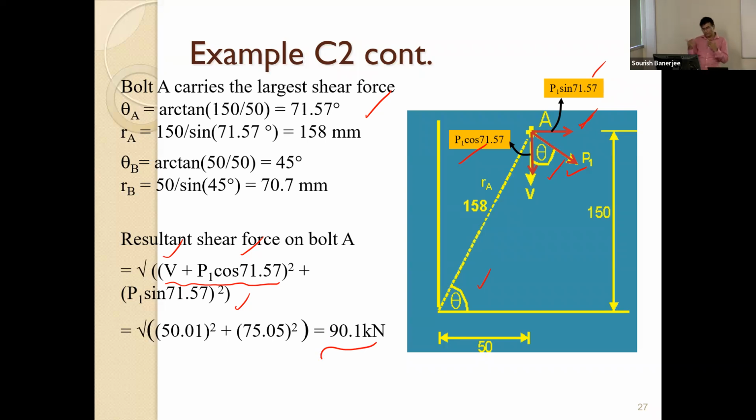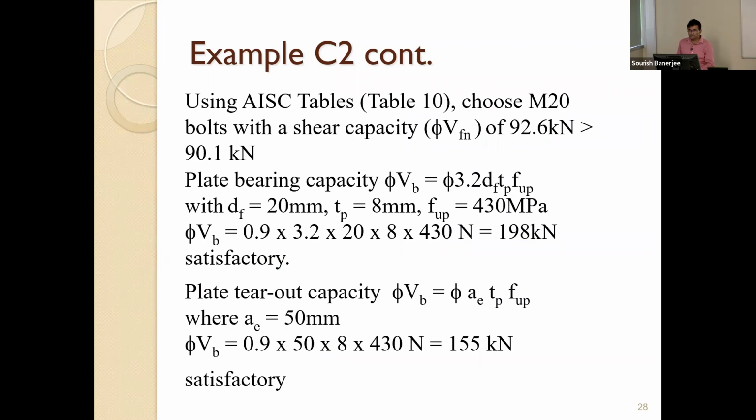You see, there are these steps involved. In this case, the shear forces are acting in two different directions, so we calculate the resultant shear force acting on bolt A. Now, using the capacity table, table 10, choose M20 bolts with the shear capacity of 92.6 kilonewton, which is greater than 90.1. That means it is safe. So M20 bolts will work here.